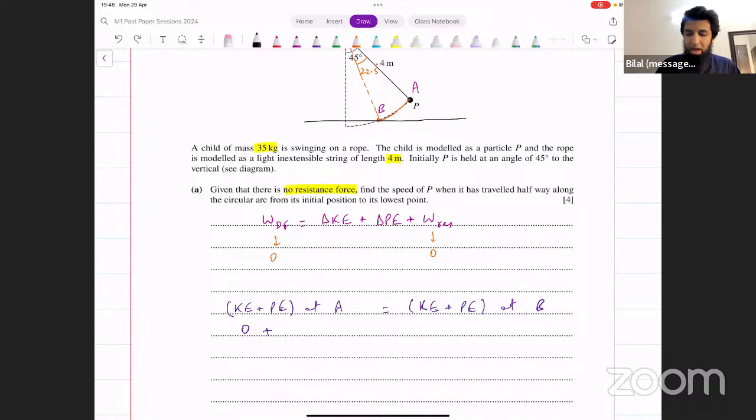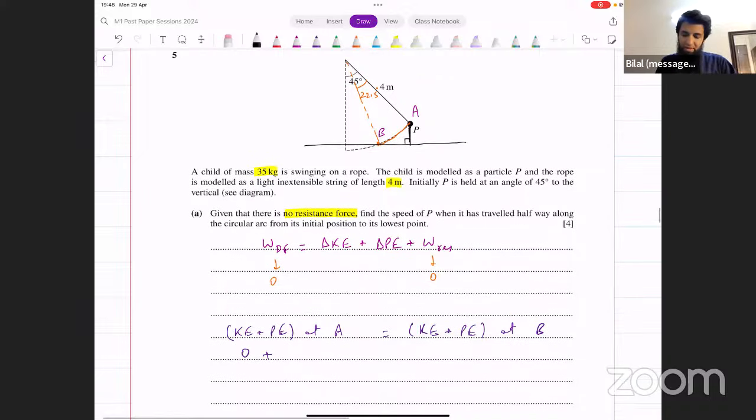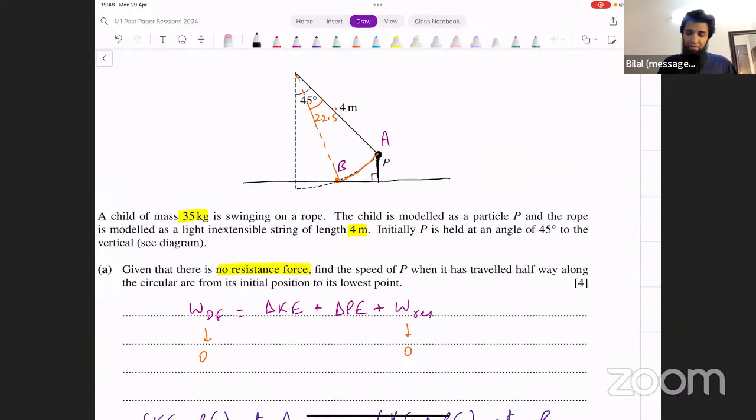Now, how high is A as compared to the level of B? What's the difference in vertical height of A and B? We need to find that difference. What we can do for that is use this right angle triangle. We have the hypotenuse. We can find the length AB. If the hypotenuse can be found, can we find an angle using that? If that angle is 22.5.